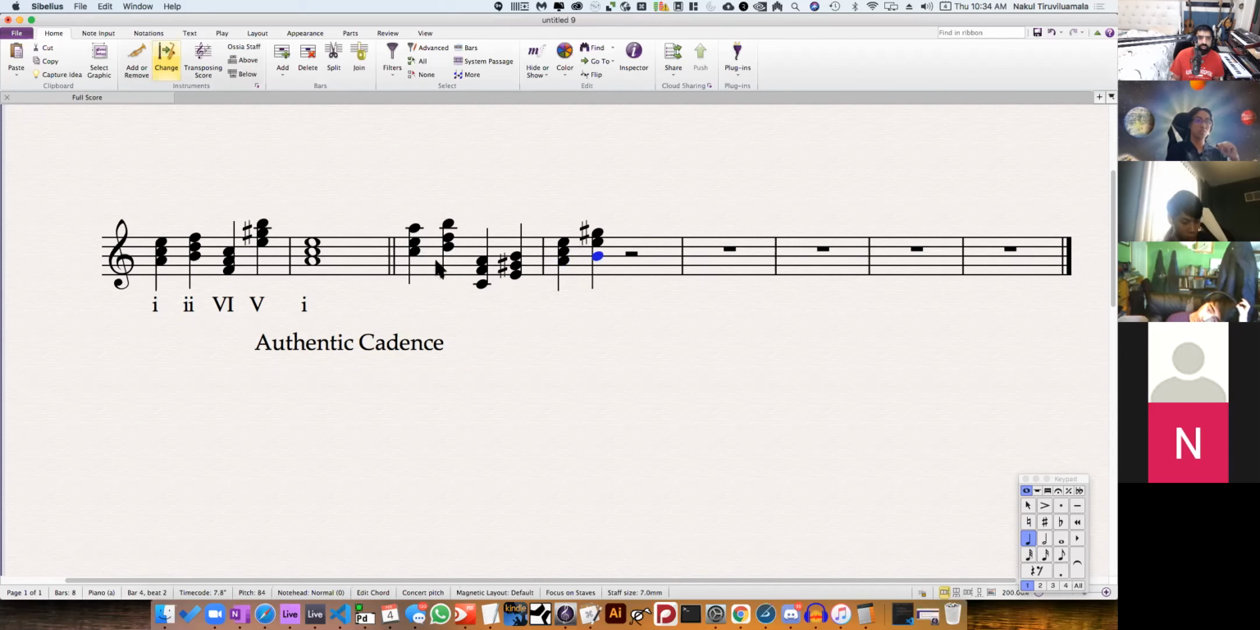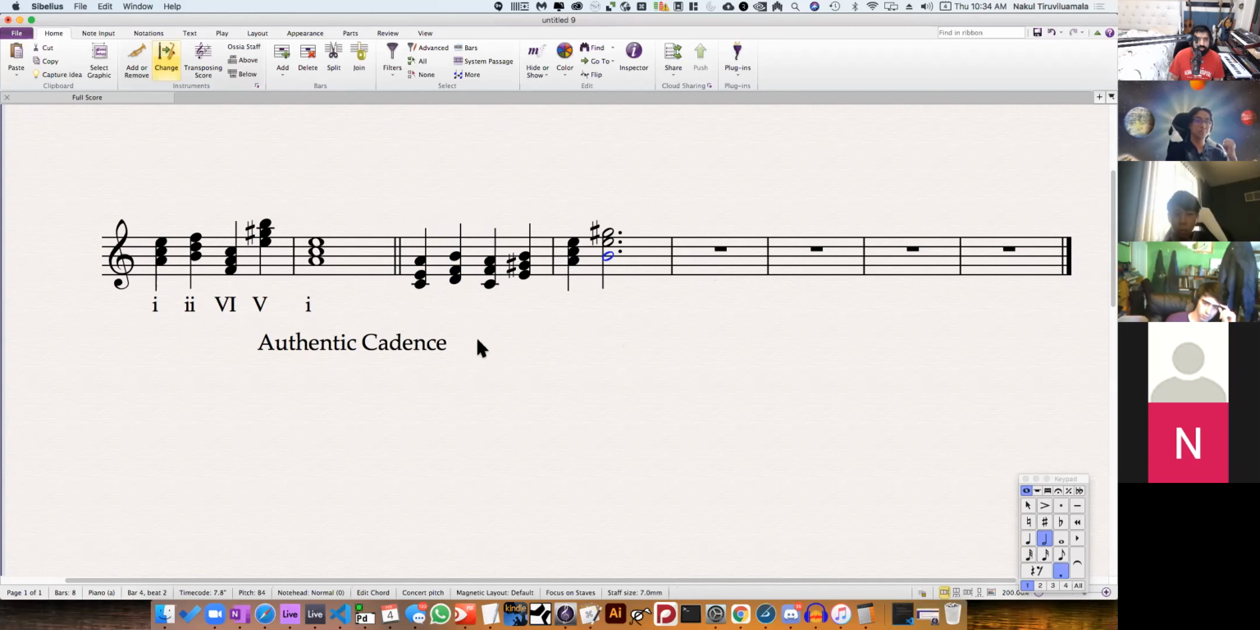Okay? So let's say we're in this situation. What do we have here? Well, let's use the shortcut. Remember, what we're trying to do is construct a Roman numeral analysis. In order to do that, we have to figure out both the root of the chord as well as the figured bass of the chord.